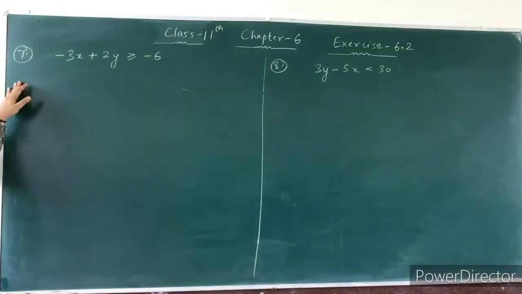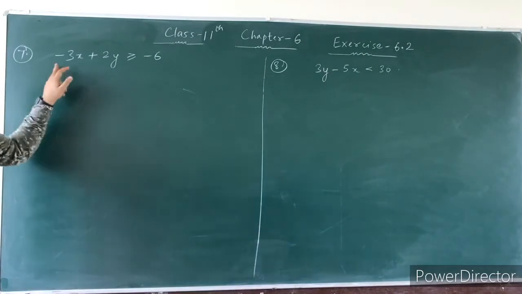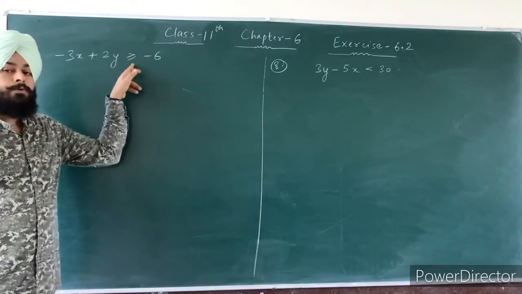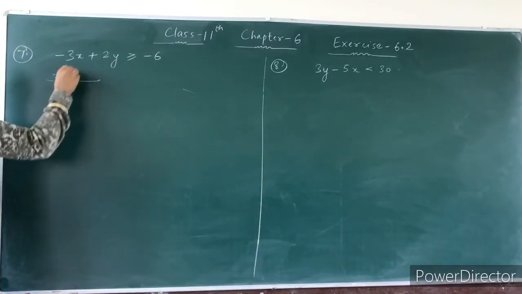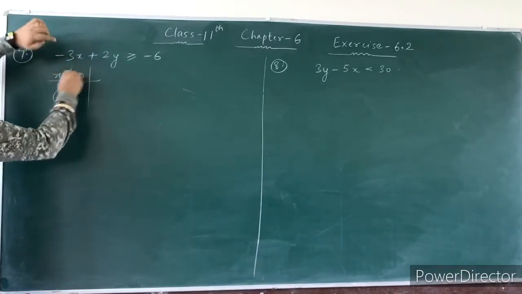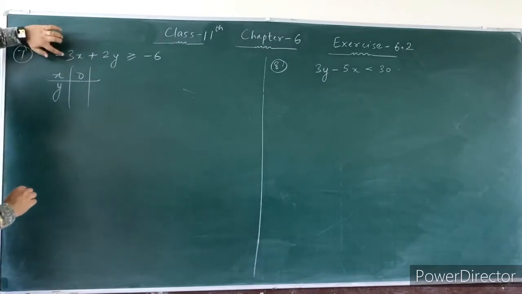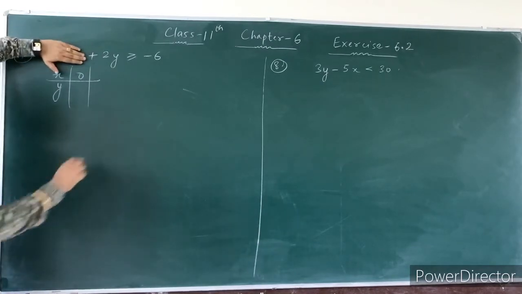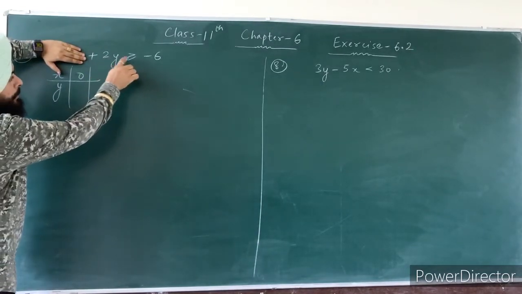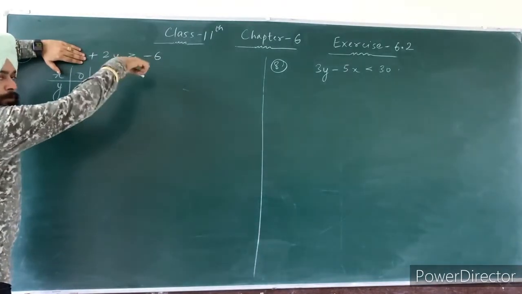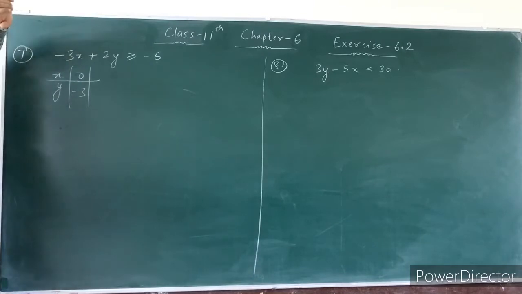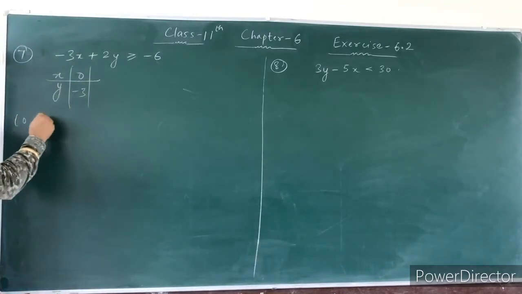Next, this is your question number 7. The linear inequality is minus 3x plus 2y is greater than or equal to minus 6. So first we have to find the values of x and y. First, put x as 0, and the corresponding value of y is what? Minus 3 into 0 is 0, so the left term is 2y equal to minus 6. The value of y is minus 6 over 2, which is minus 3. So the first point is (0, minus 3).